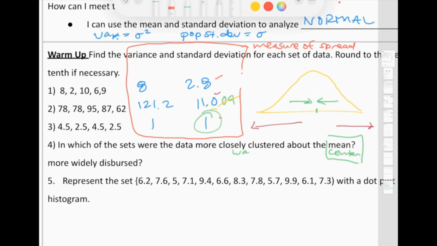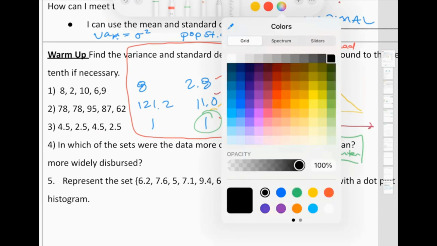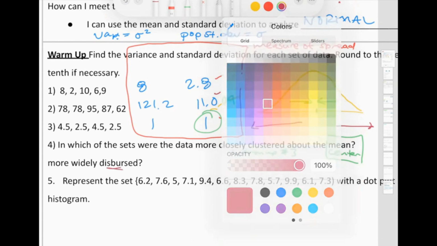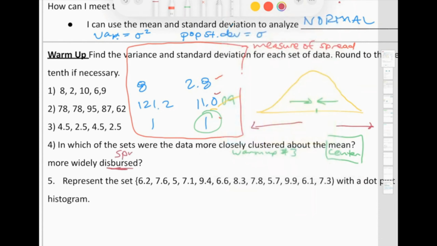So we'll warm up number 3. And then which one was more dispersed? That one's just more spread, widely going left and right. That would have been warm up problem number what? 2 had the largest one.